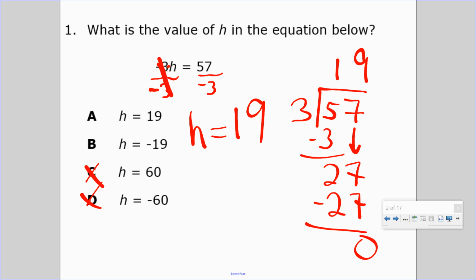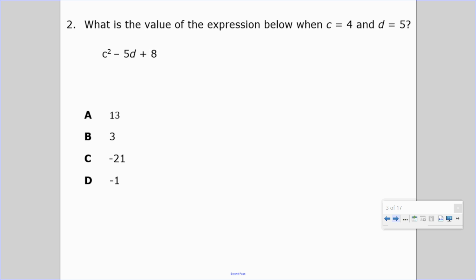But is it going to be positive or negative? So this negative says do the opposite of this. Opposite of positive is negative. So it's negative 19. Number 2. What is the value of the expression below when C equals 4 and D equals 5?